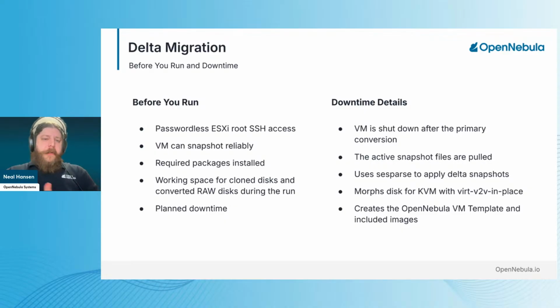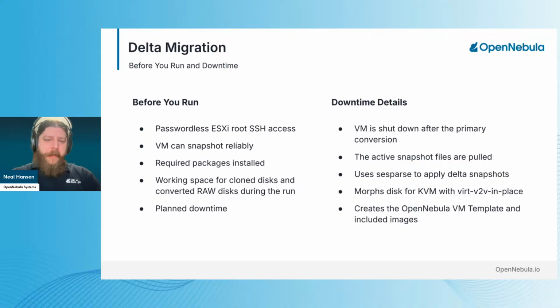One thing about Delta migration, it does need ESXi root SSH access because it doesn't work directly through the vCenter. It goes directly into the file system of the ESXi hypervisor and modifies the disk and brings it over that way. So the VM has to be able to snapshot reliably, and you need the required packages installed, but those are brought along with the OpenNebula OneSwap. So as long as you did install that package, it should cover everything.